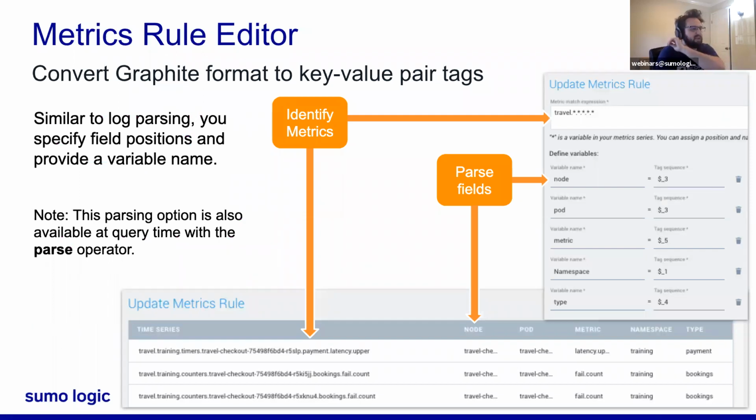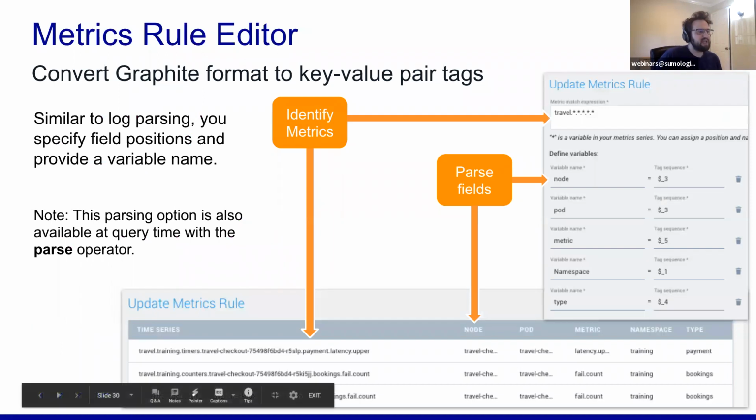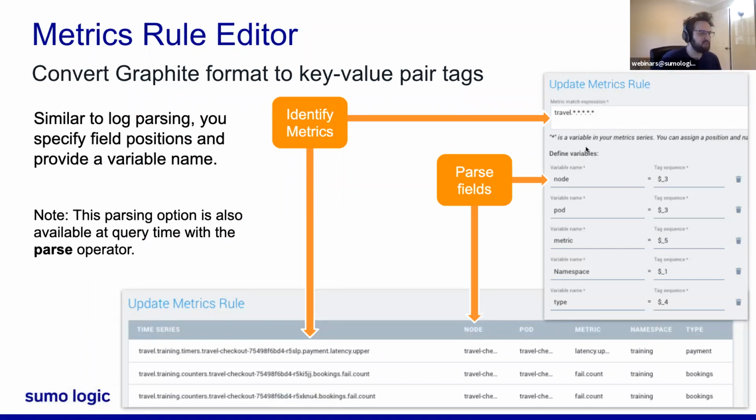Actually, here's an example of it. Within the interface, there's the ability to set up metrics rules, and what I've done here is started to set one up. These are similar to field extraction rules, where the system is going to look at a set of data, look through that data to identify certain fields, and then parse those out as fields that you can utilize in your queries.